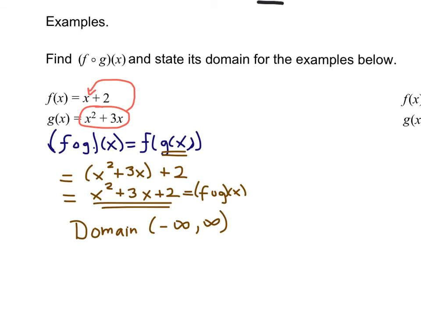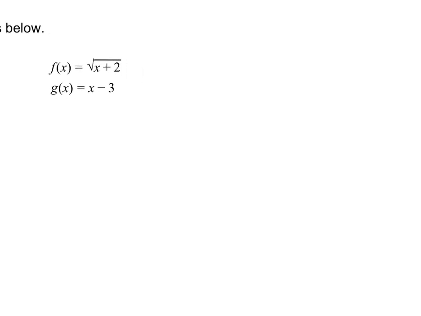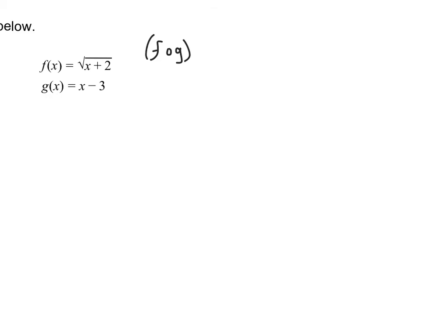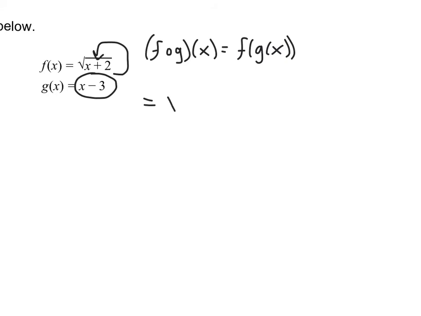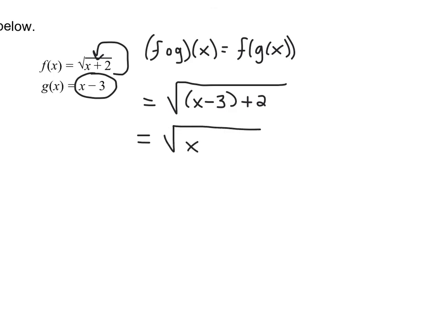All right, so let's look at another example. In this example, we have f is the square root of x plus 2, and g is x minus 3. So I'm going to try to find f of g of x again, which remember is f of g of x. So everywhere I see x in the f function, I'm going to substitute it with g. So there's one spot, so that will go in there. So we have square root. It used to be x, but now I'm going to replace the x with x minus 3, and then plus 2. So if I simplify under the root, I simply get x minus 1.